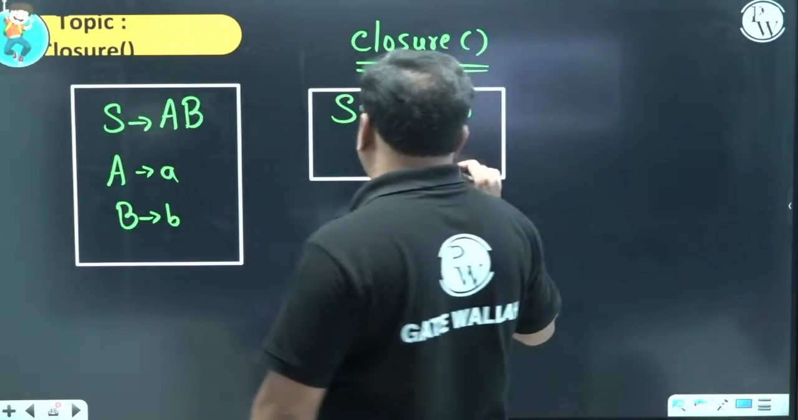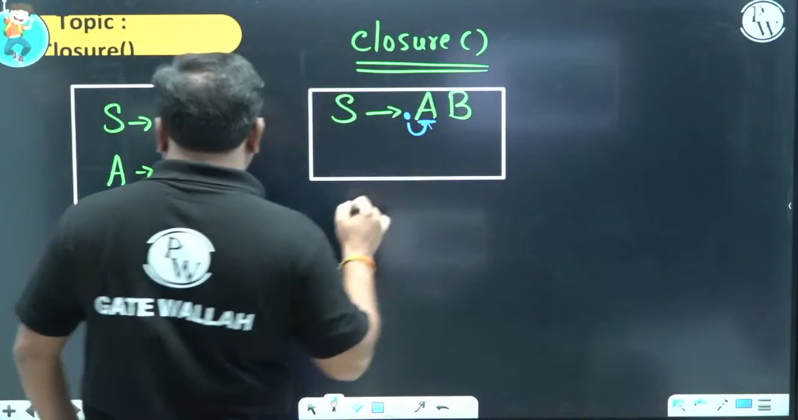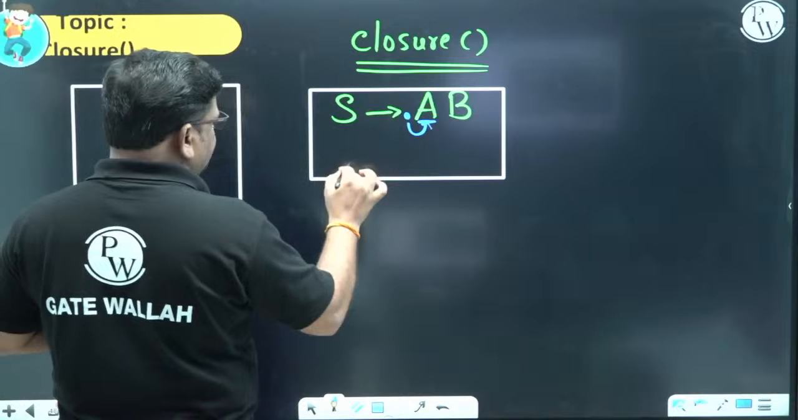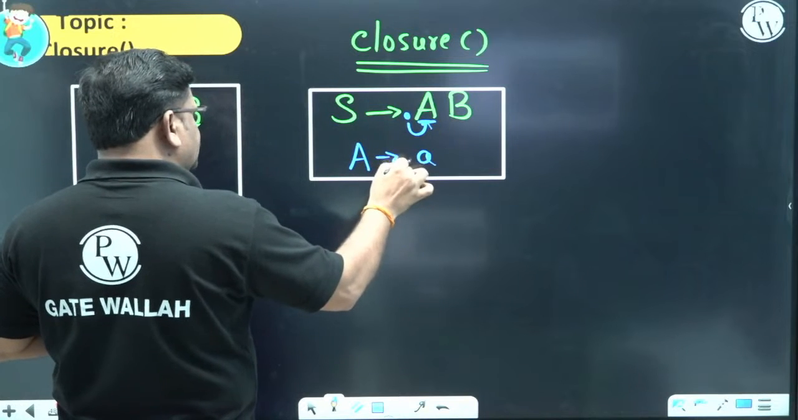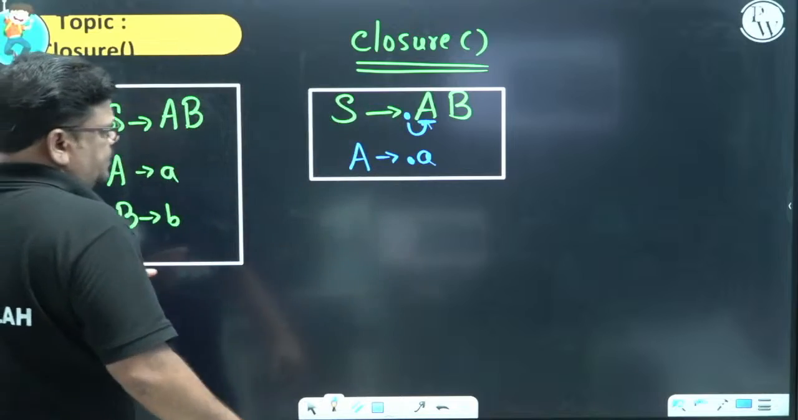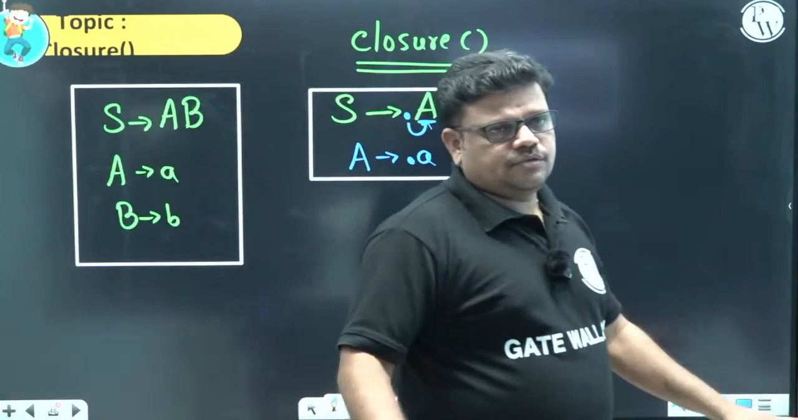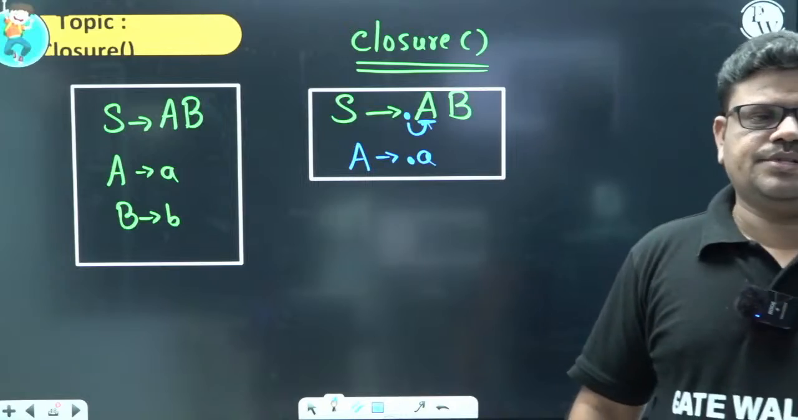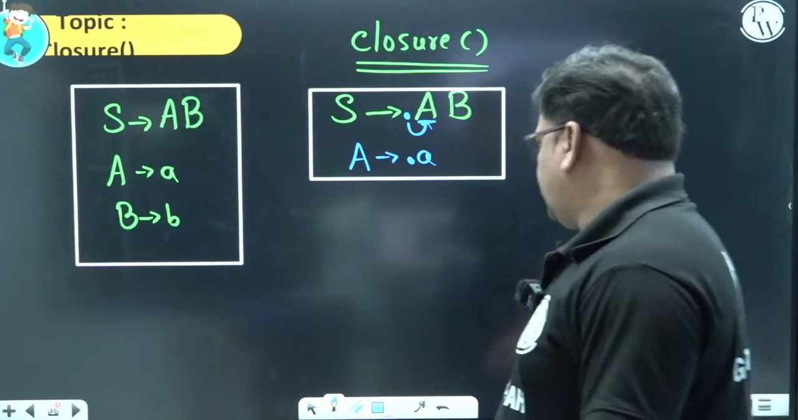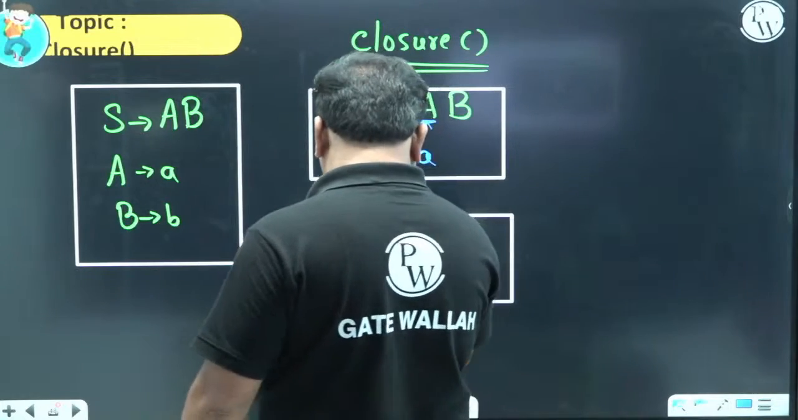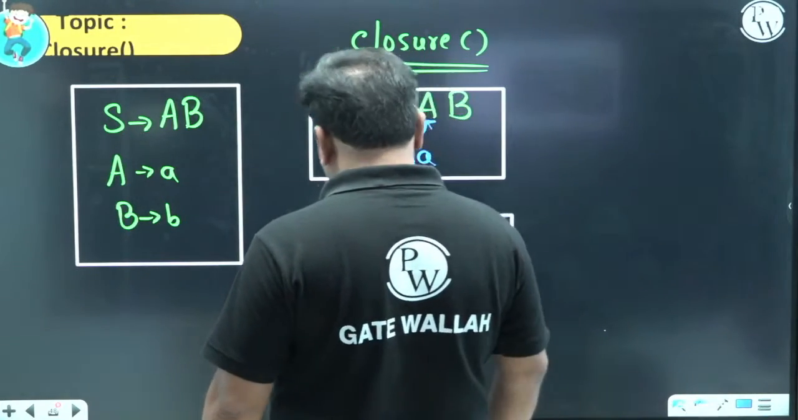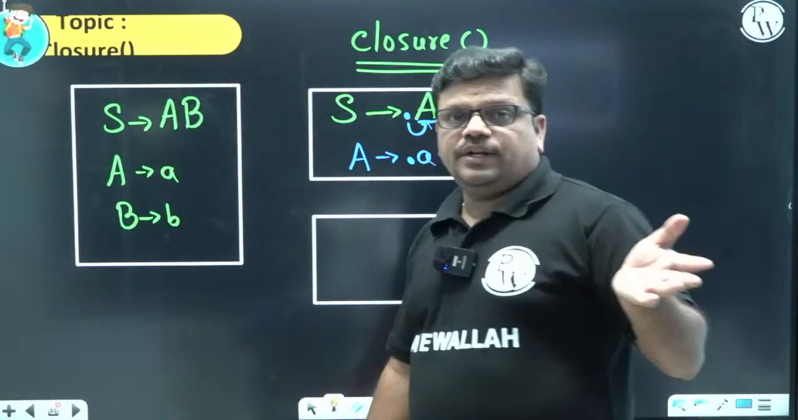After the dot, capital A is there. So the task of closure is just to add this production and convert it into an LR0 item by putting the dot in the first position. That's all. This is the concept of closure. So assume in some state I have something like this. This is a question asked many times in GATE papers, including last year also.